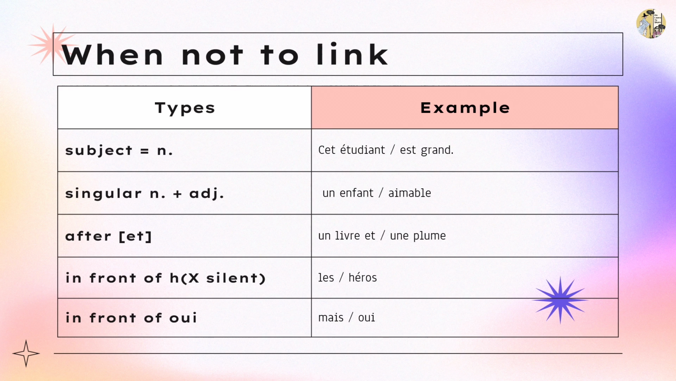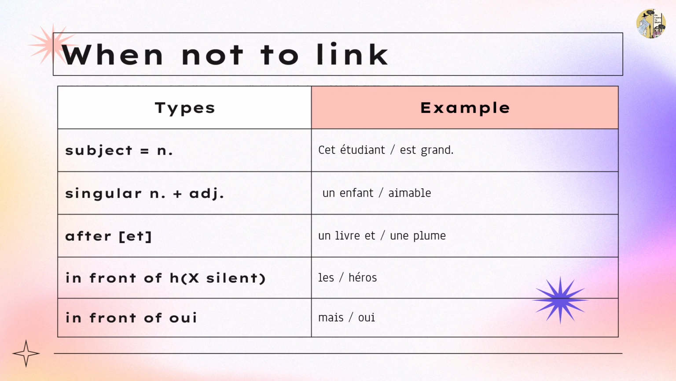Fourth, in front of an H which is not silent. So hear me out. Definitely most of the H's are silent in French, so like I said, you should link the pronunciations when you have these silent H's, but there are some H's that are not silent. So for example, here we have héros. This means hero, and definitely the H is not silent. So the pronunciation should be les héros, not les zéros. This is the most common mistake that people make.